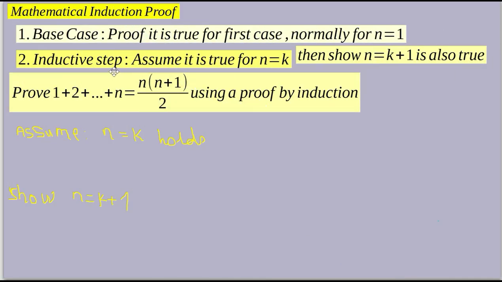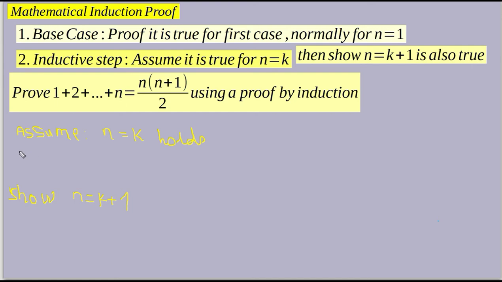Now the next step is to go to the inductive step and assume it is true for n equal to k. So we assume that when n is equal to k, this statement holds: the left hand side is equal to the right hand side. This is just an assumption. It's normally called the induction hypothesis. It's nothing which has been proven. So let's put it here. We assume n equal to k holds, or is true.